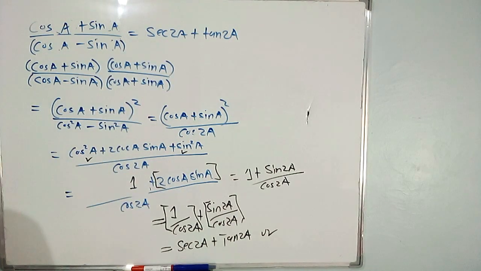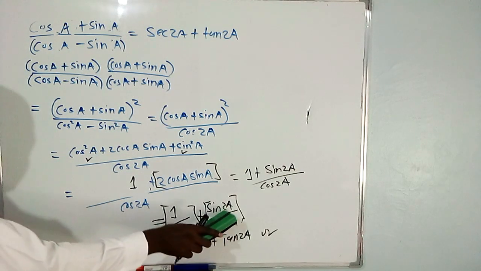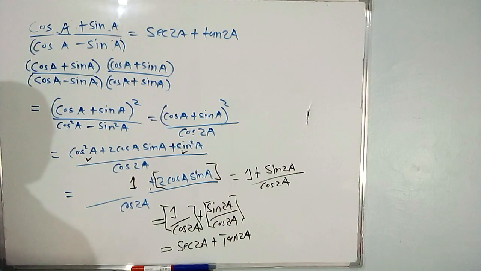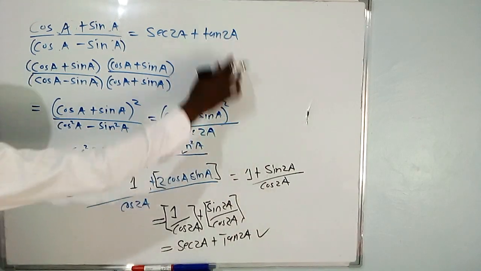Not elementary identities, but those are just trigonometric ratios, isn't it? So the reciprocal of cos is sec. So you can see you've even reached the end. You've reached what is required, sec 2A plus tan 2A.